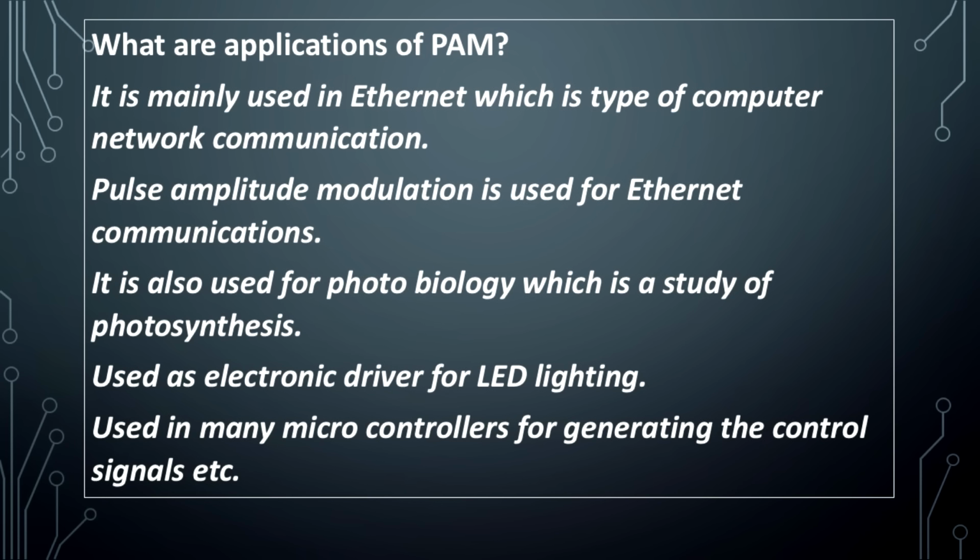What are applications of PAM? It is mainly used in Ethernet, which is a type of computer network communication. Pulse amplitude modulation is used for Ethernet communications. It is also used for photobiology, which is a study of photosynthesis. Used as electronic driver for LED lighting. Used in many microcontrollers for generating the control signals, etc.